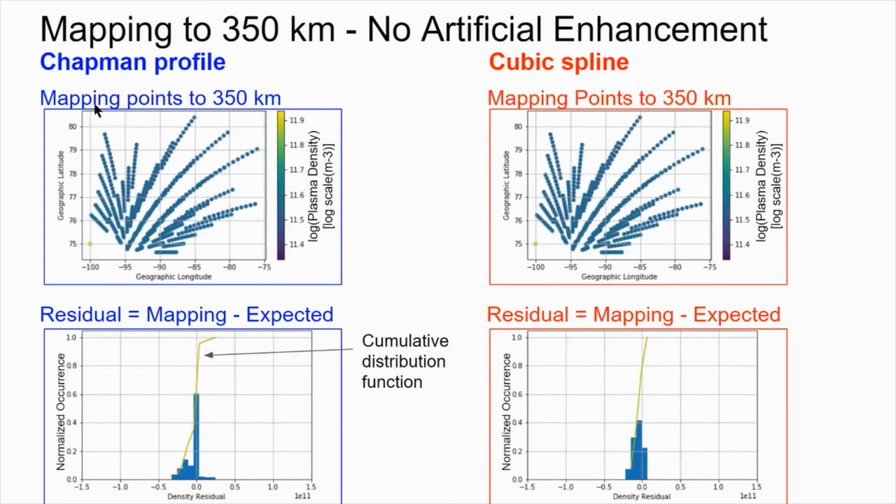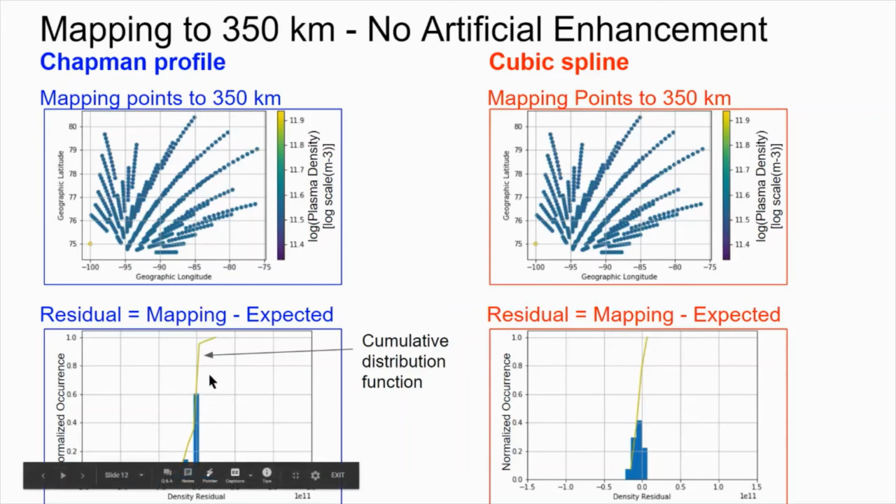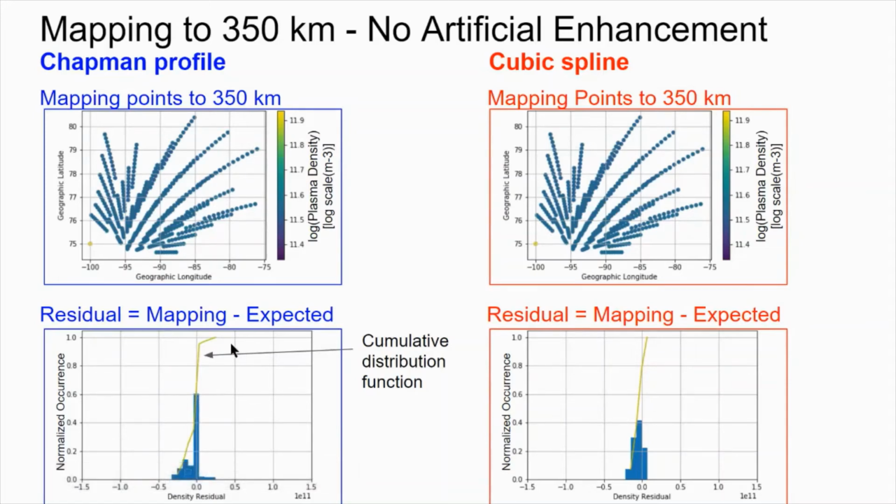But what I can do is take my mapped values and subtract what I would expect to get at these given values. They're all mapped to 350 kilometers, and I can take my IRI values at 350 kilometers and find the difference. And we see that if we map these values to 350 kilometers and subtract the expected, both of our techniques are fairly accurate. And this yellow curve in here is just a cumulative distribution function reflecting the variety in our residuals, essentially.